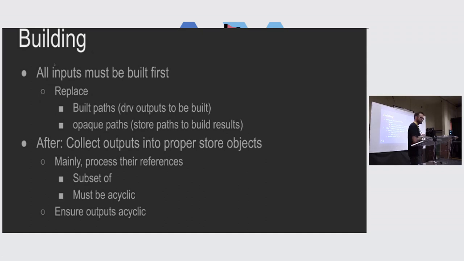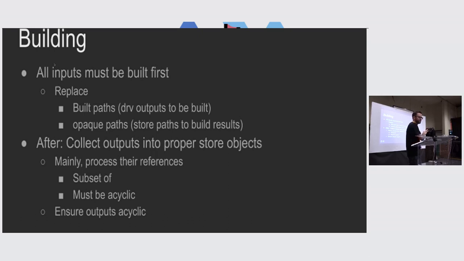And then finally, building is sort of the interesting part. And here I do go into detail. So the basic idea you might imagine is before we can build a task, we have to have already built its subtasks, which means we have to conceptually replace those derived paths with the opaque paths that are the outputs.